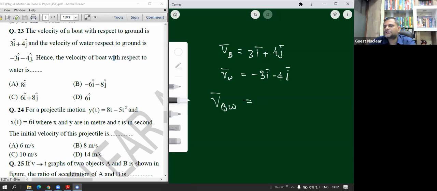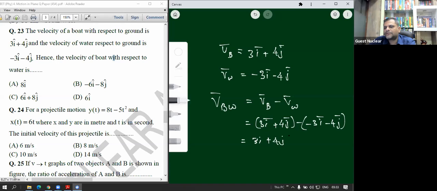So it is the relative velocity of the boat with respect to water, which can be obtained by subtracting the velocity of water from the velocity of the boat. That means Vb bar minus Vw bar. This is the formula for relative velocity. So if we just put the values here, then we get 3i bar plus 4j bar minus Vw bar. Look how much it is. It is going to be minus of minus 3i bar minus of minus 4j bar, and hence we can get this simplified as 3i bar plus 4j bar plus 3i bar plus 4j bar, which happens to be 6i bar plus 8j bar, which is going to be option C here.